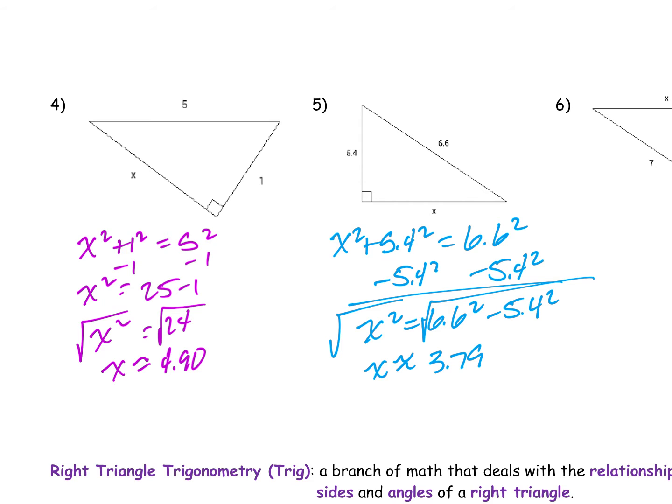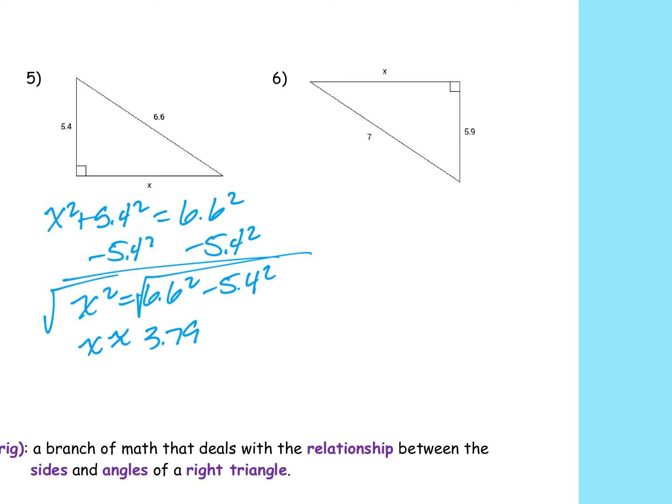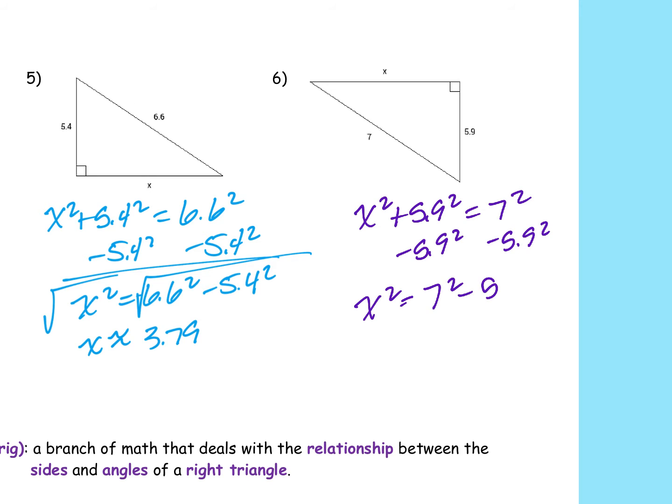Is there any questions on this? You guys know how to do the Pythagorean theorem, right? We're okay with it? Everyone at home okay? Awesome. And then number 6, let's see. X squared plus 5.9 squared equals 7 squared. So subtract 5.9 squared. So x is approximately equal to 3.77. Okay, any questions? Are we okay?